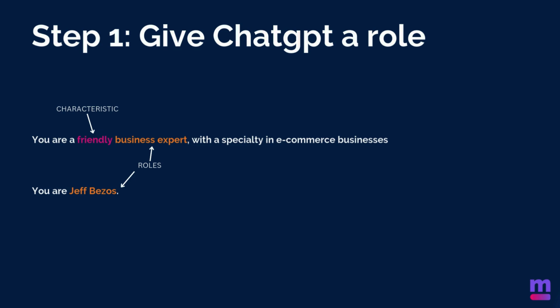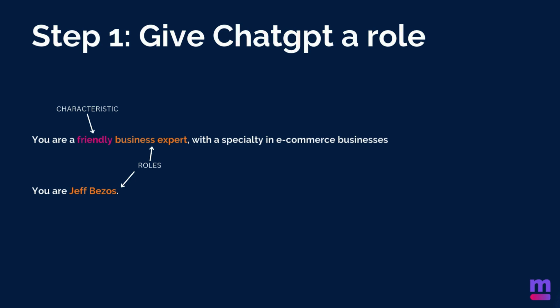So for example, here I've given the role of, you are a friendly business expert with a speciality in e-commerce businesses. So if I had an e-commerce website and I was looking to create marketing material, I might say to ChatGPT, you're a friendly business expert with a speciality in e-commerce businesses. Because I'm an e-commerce business, I want someone that has a speciality in e-commerce. Because I need someone who understands business to the highest level, I would say you're a business expert.